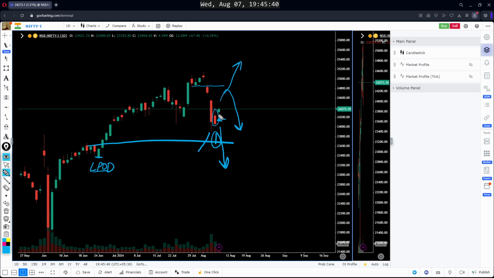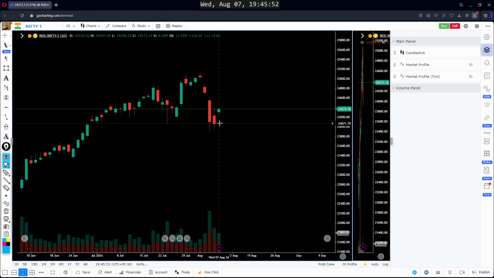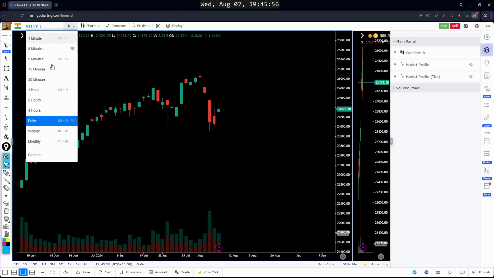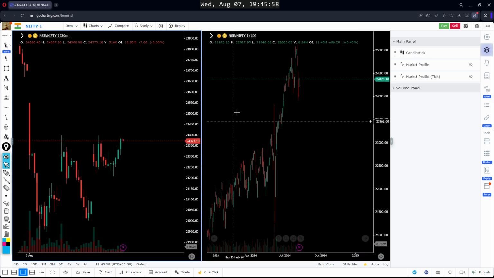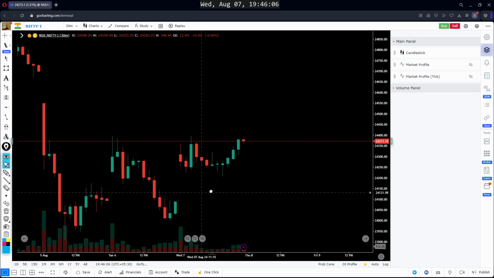But if that does not happen and the market opens up somewhere in the middle of the day, somewhere in the middle of the profile that you will get to see at the smaller time frame, then there are high chances that the market might just continue its journey up. And if we go from the daily time frame to a smaller time frame, and continue this journey on a 30-minute time frame, we get to see this particular structure.